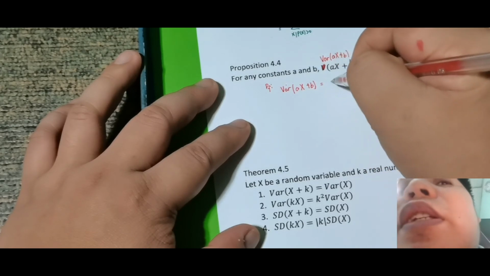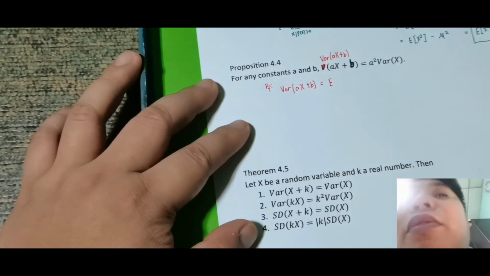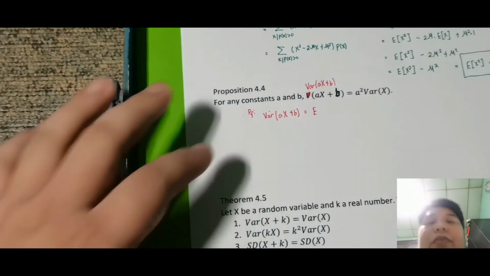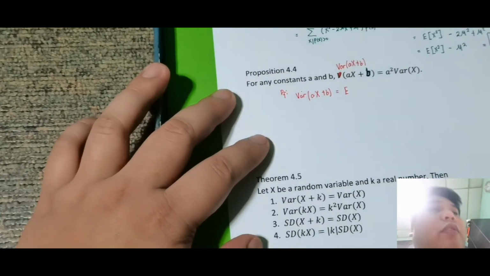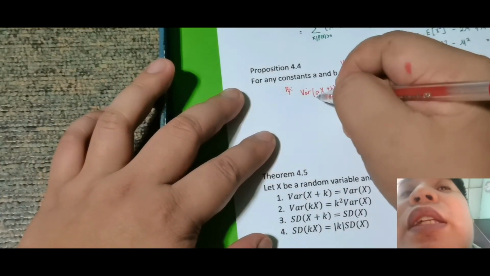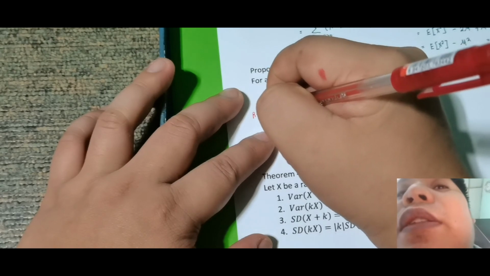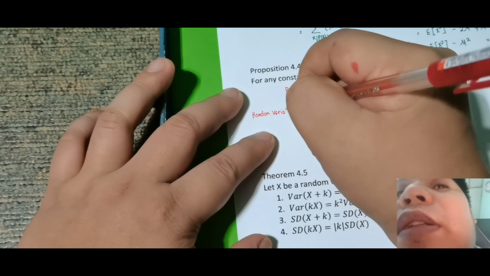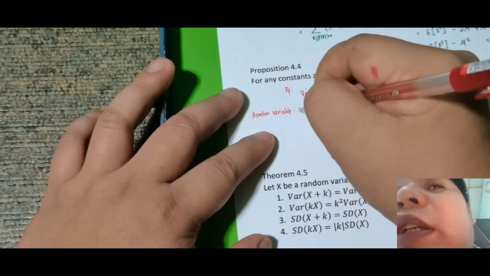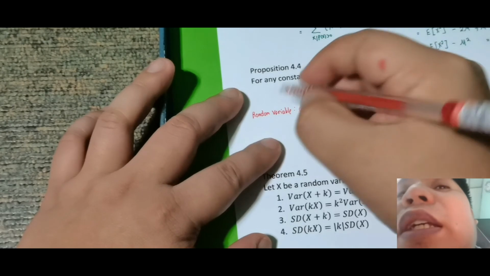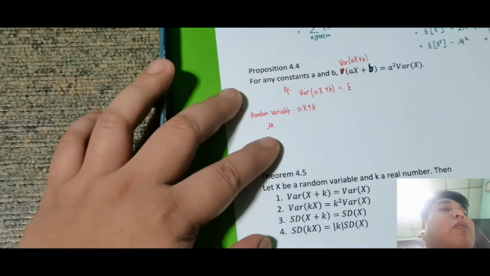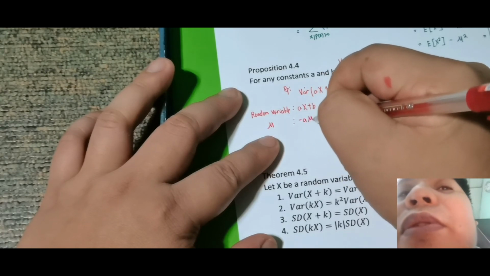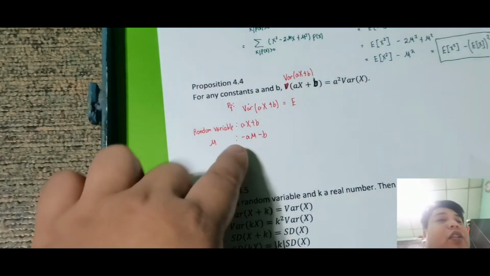So, by definition, this is just the expected value ng ating term. Ang random variable natin dito is si AX plus B. So, yung magiging X minus mu natin is just simply negative A mu minus B. So, ganyan yung magiging pattern.